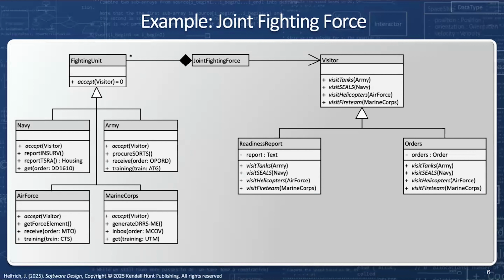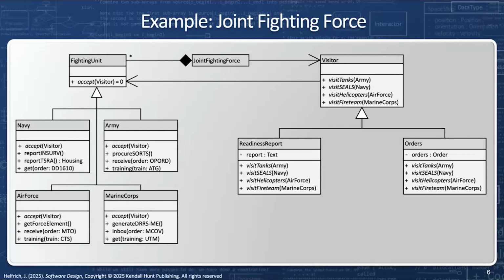Notice how each visitor has a method dedicated to a fighting unit. Right now, there are 4 fighting units, so there are 4 methods in the visitor class. If there were 20 elements, we would have 20 methods. Each visitor calls the individual method in the fighting unit's class to send or receive information.